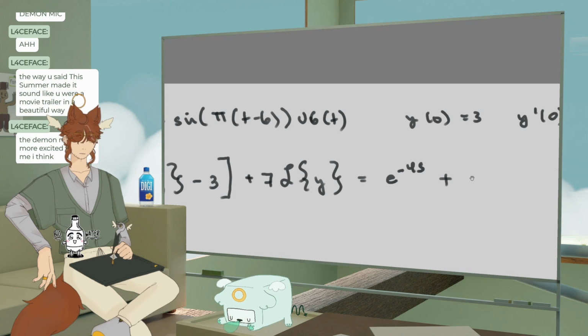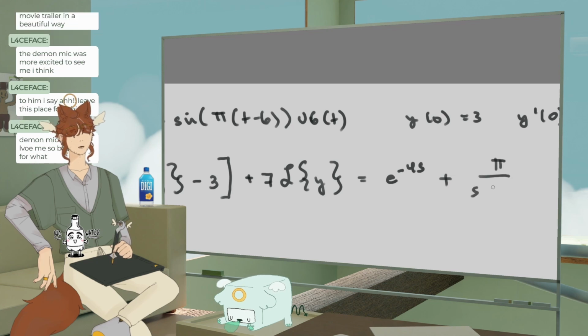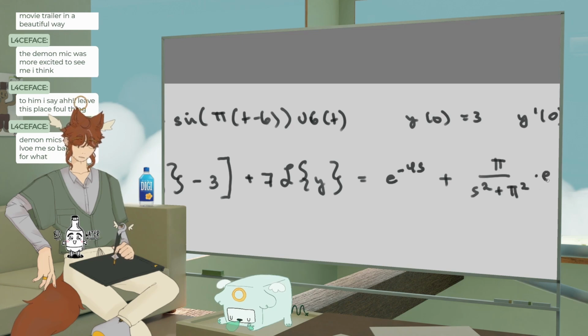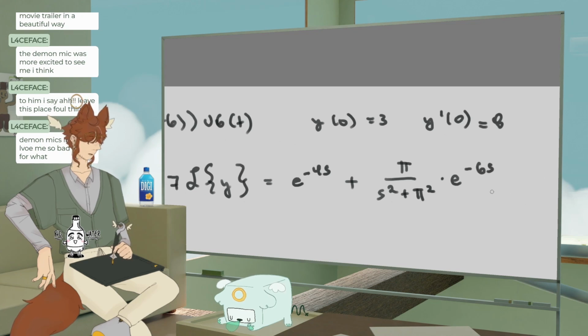Biggest hater. Okay, this is a shifted little funny thing. So it's sine, which is 1 over... Not 1, it's gonna be pi over s squared. But we're shifting it by... Nope, we're not shifting it. Sorry, I lied. If there was an e to the t in there, we'd be shifting it. S squared plus pi squared, times e to the negative 6s.